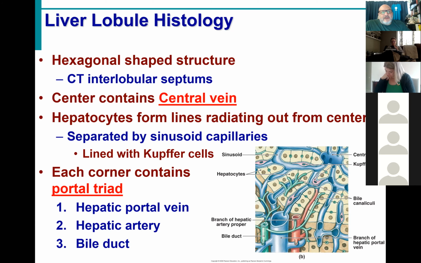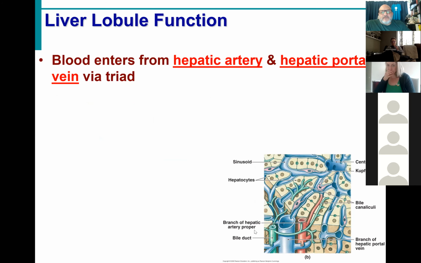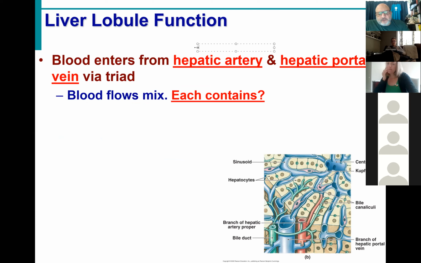We've seen the anatomy. We also talked about the function. Two blood supplies coming to our liver lobule. Hepatic artery that contains what again? What's the hepatic artery bringing to the party? Oxygen rich. Oxygen, absolutely. And what's our hepatic portal vein bringing?